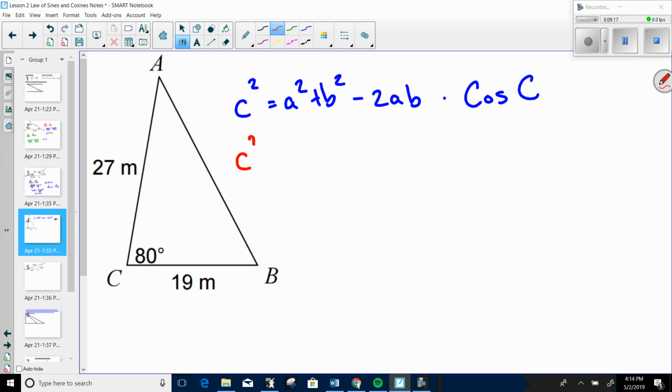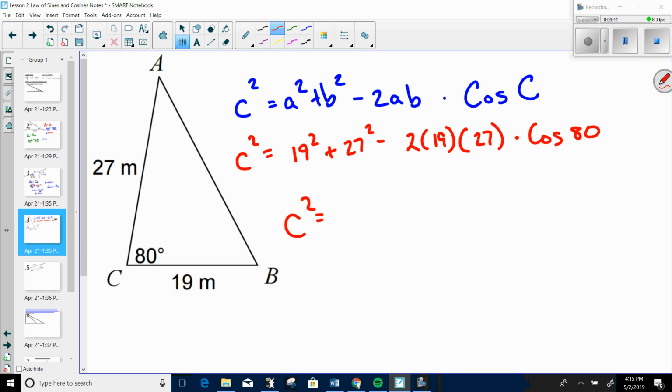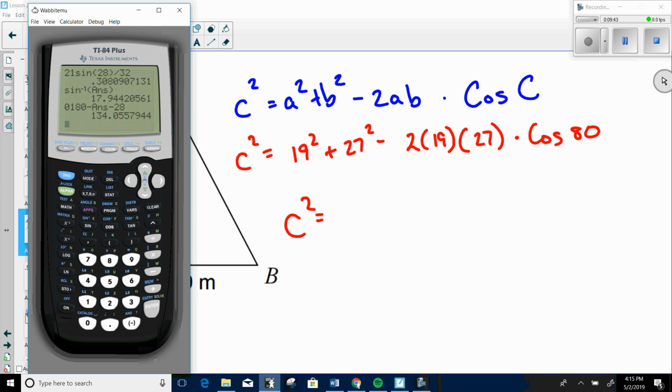I don't know C squared, but I do know A squared, which would be 19 squared. I know B, which is 27 squared, minus 2 times 19 times 27 times cosine of 80 degrees. The right side of the equation has no variables. You can type that into the calculator and hit enter. So I'm going to get C squared equals some number. I'm going to use the calculator for that.